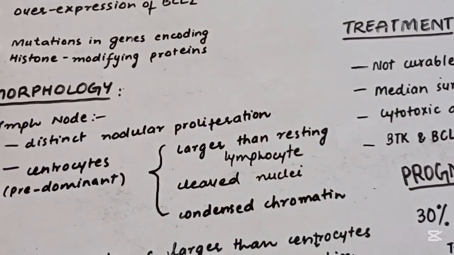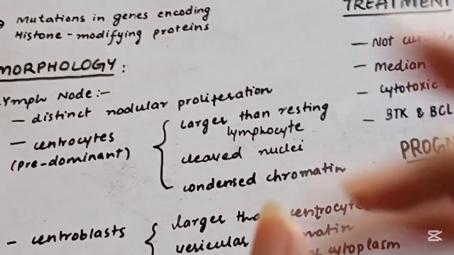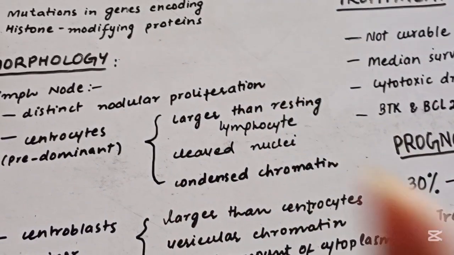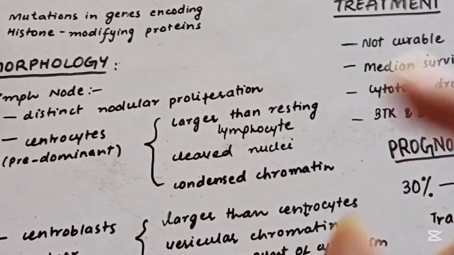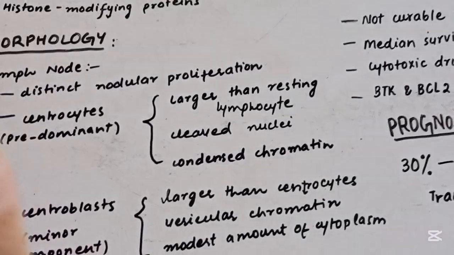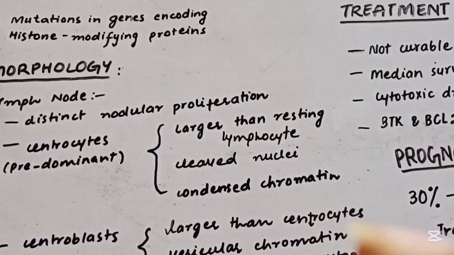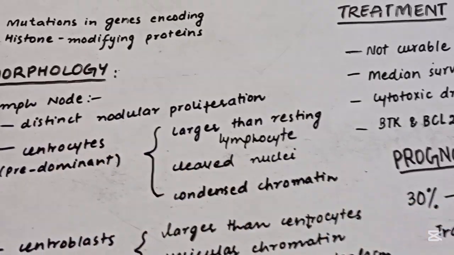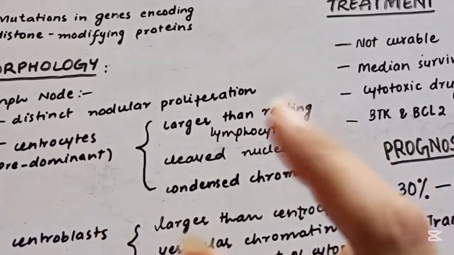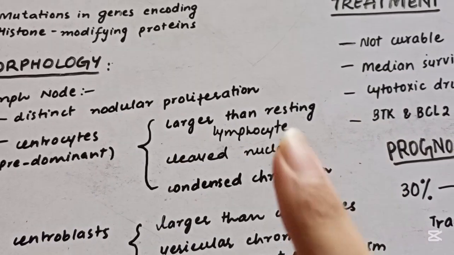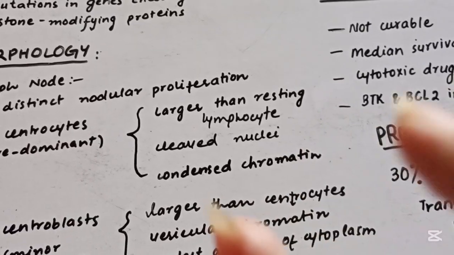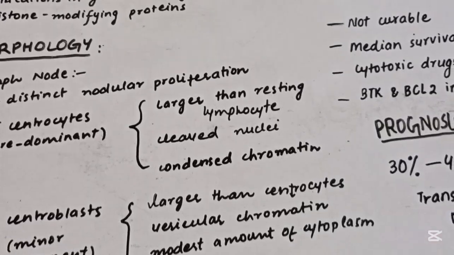Now let's talk about the morphology. We have a lymph node of a patient with follicular lymphoma, and you can see distinct nodular proliferations in the lymph node. The predominant cells in most cases are the centrocytes. These cells are larger than resting lymphocytes. They have cleaved nuclei, and this is important, and they have condensed chromatin.